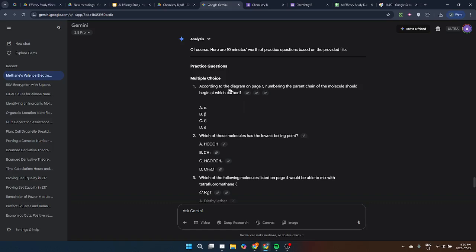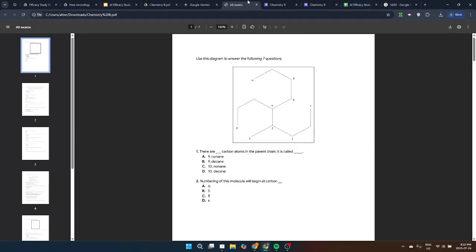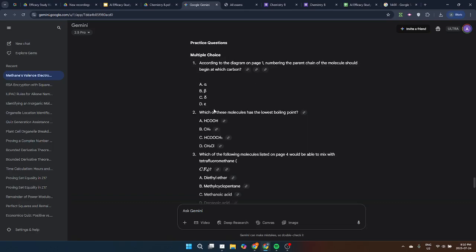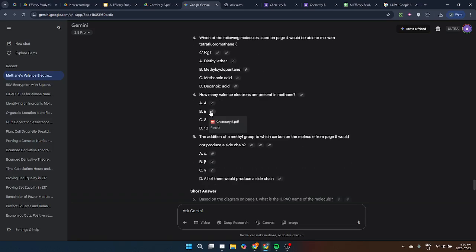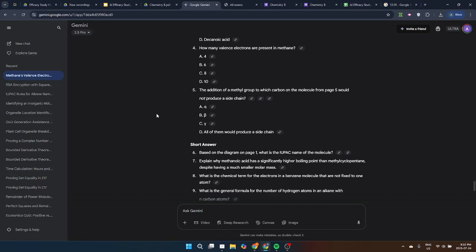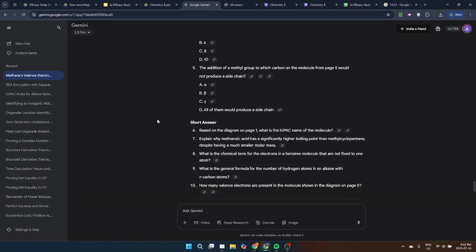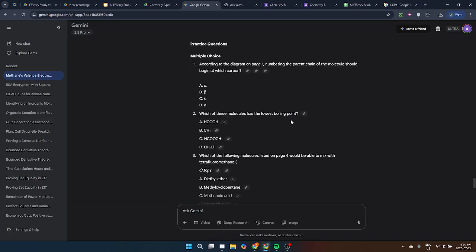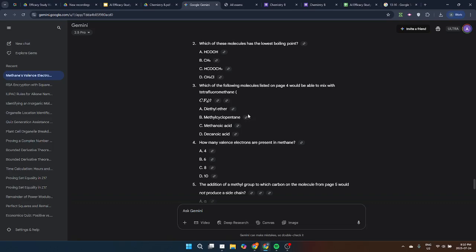Oh, it's giving me. Okay, so it's going to reference this. Okay, that's odd. Numbering the parent chain of the molecule should begin at which carbon? Okay, hold on. Let me look through this sort of quiz that Gemini's given us. Wait, what is this? Okay, so Gemini has done sort of not a very helpful thing here.